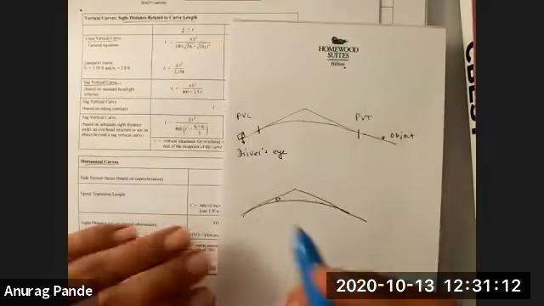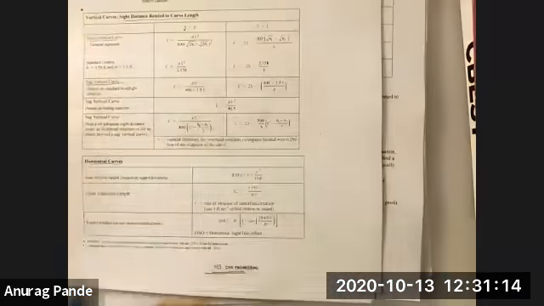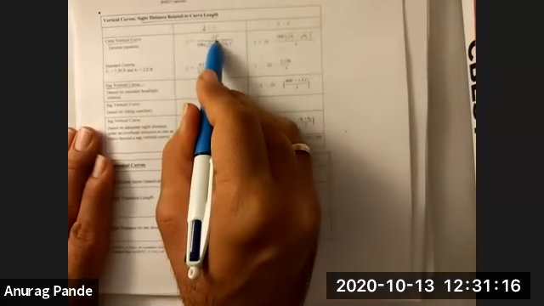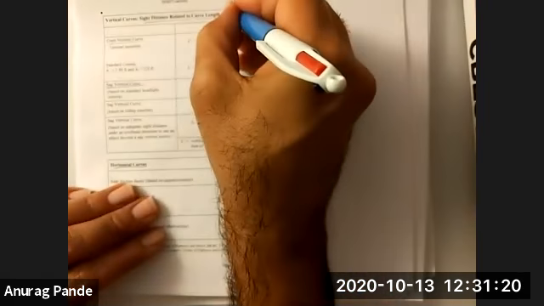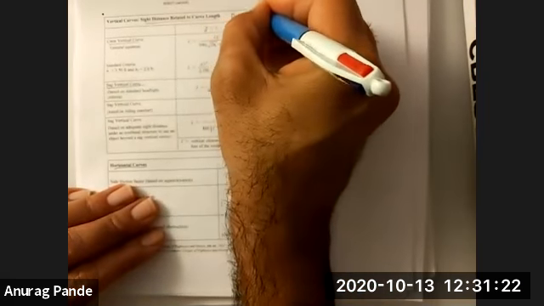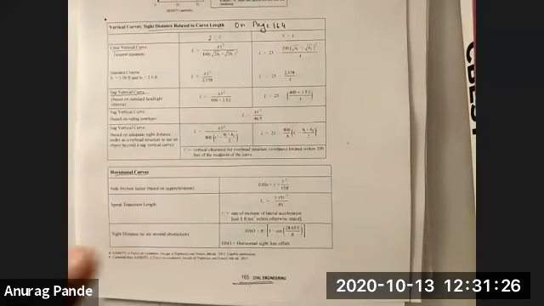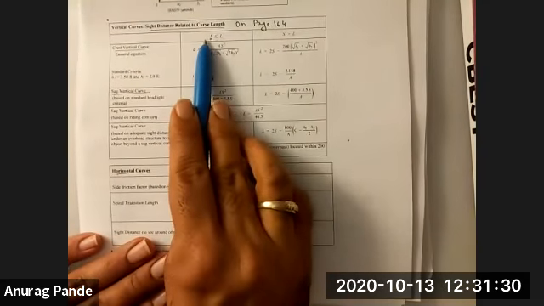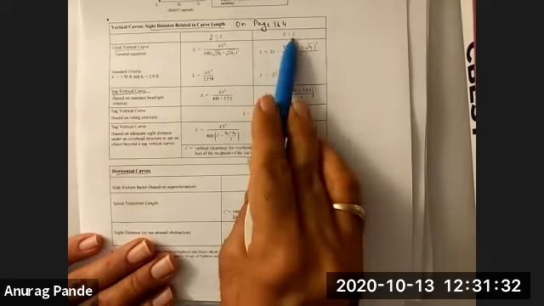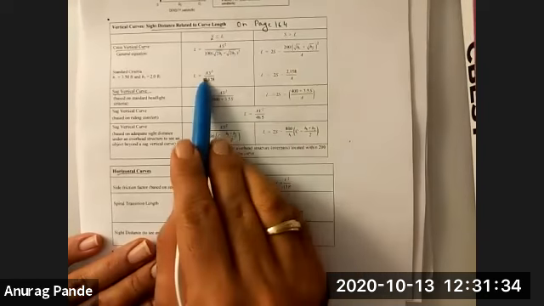Now, the S values in all these formulas are defined on page 164. So let's go back and take a look at what these different values look like: S less than or equal to L, S greater than or equal to L, and so on and so forth.